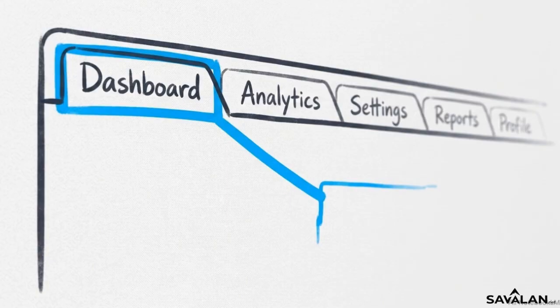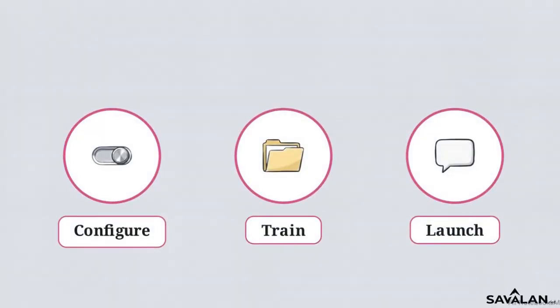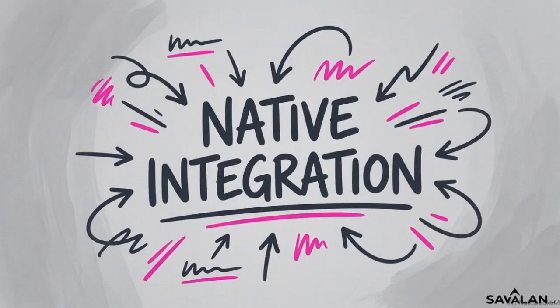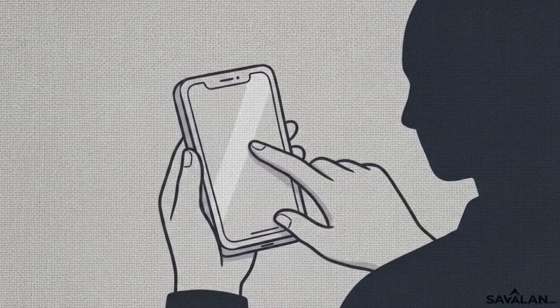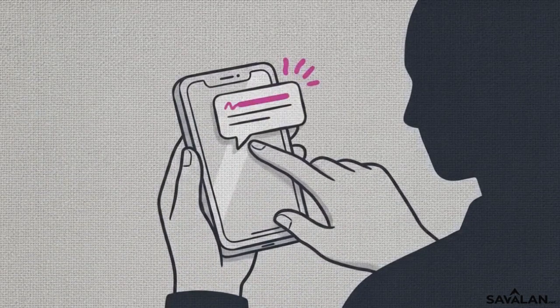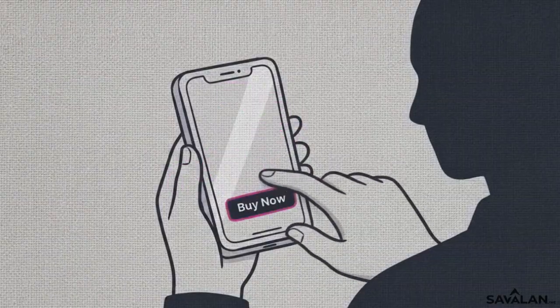To get this running, we are going to navigate left to right across the dashboard to configure, train, and launch your automated support desk. You don't need any third-party software. The only step required to start is installing the app directly from your Shopify admin. When a shopper receives an immediate answer, they are far more likely to stay engaged and continue toward a purchase instead of exiting the store.